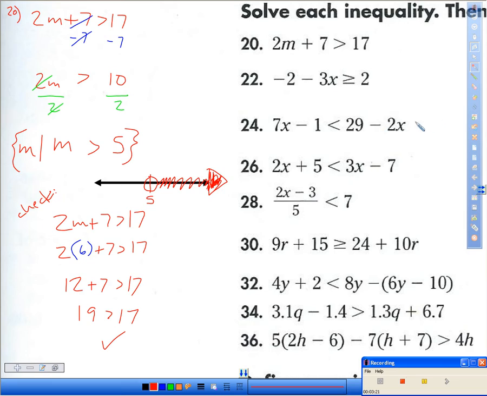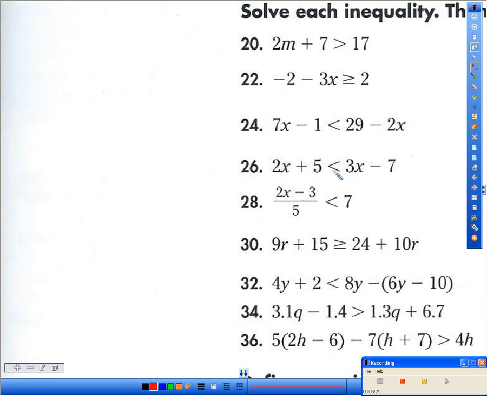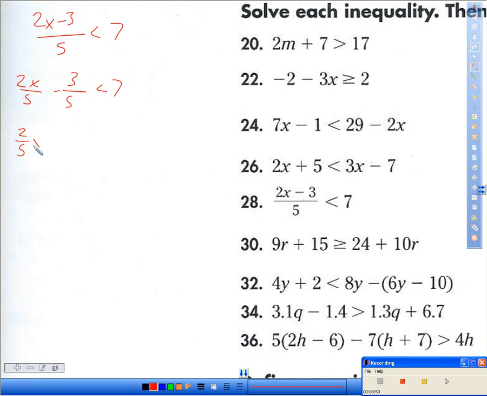Let's skip down and look at number 28. On number 28, we have one of those big fractions that we have been thinking about splitting into two smaller fractions to solve. Again, some people are solving this in a different way, and that's absolutely fine as long as we're coming up with the same thing in the end. But we have 2x over 5 and 3 over 5 that are being subtracted. Then we said we can think of 2x over 5 as 2/5 x minus 3/5.